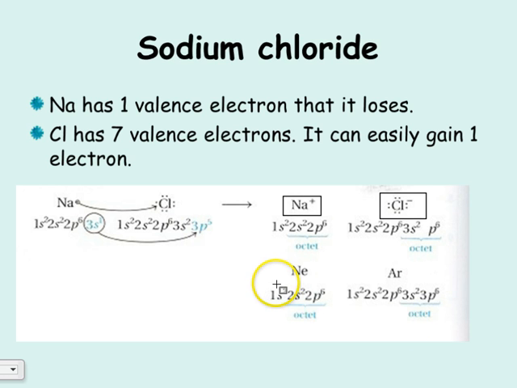And notice the sodium ion has the same electron configuration as neon. Chlorine has the same electron configuration as argon. Ions like to have the electron configuration of a noble gas, and that's why they either lose or gain electrons, so they have those 8 valence electrons.